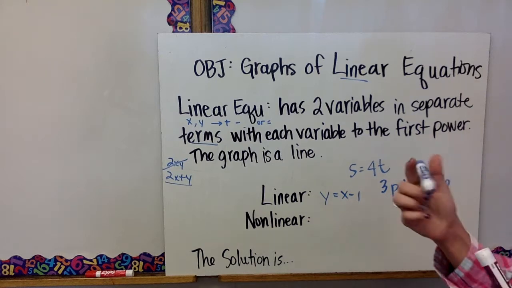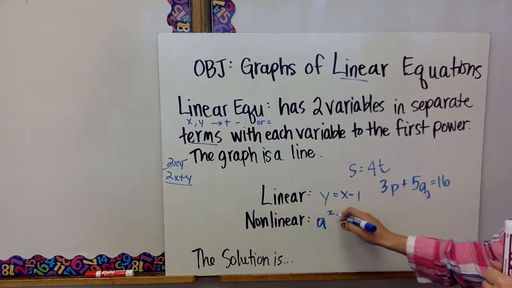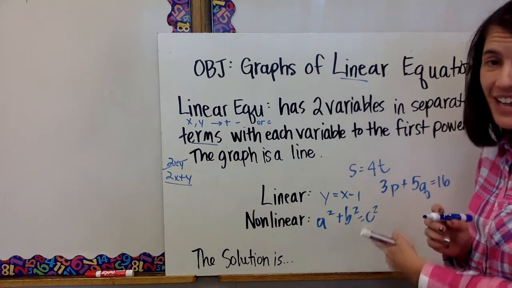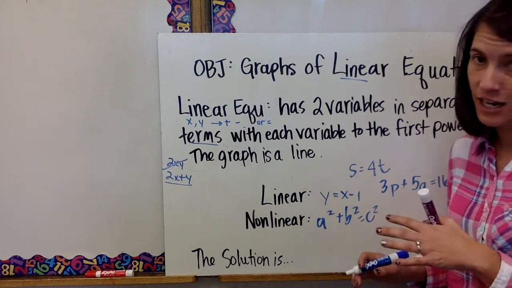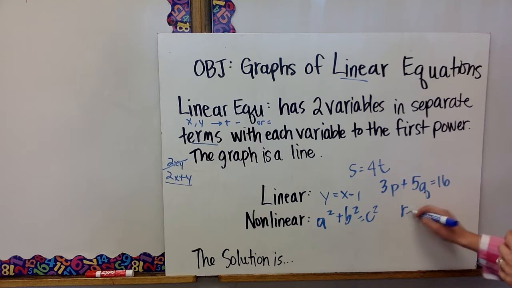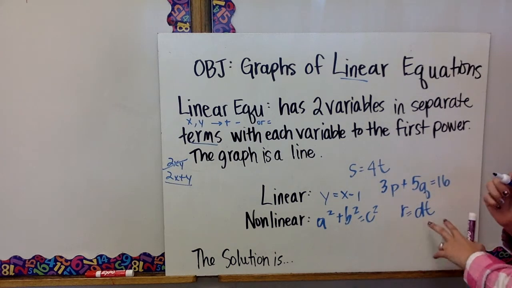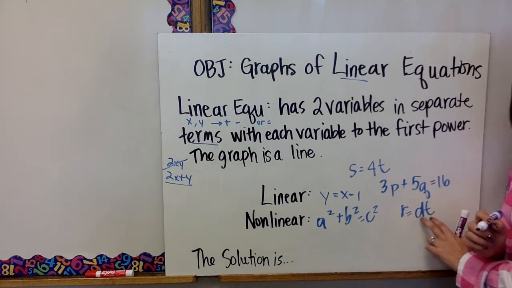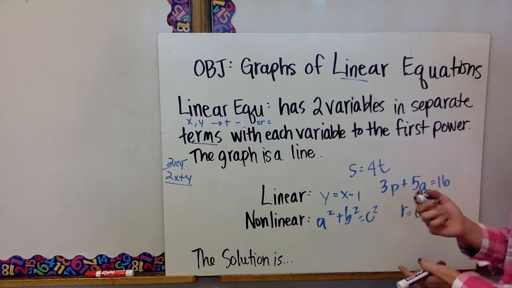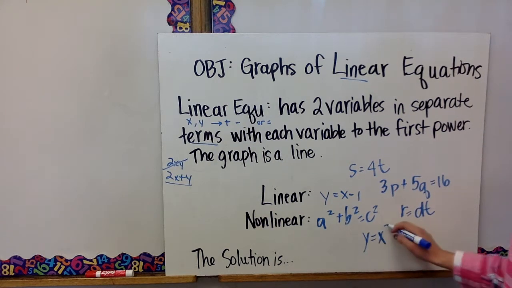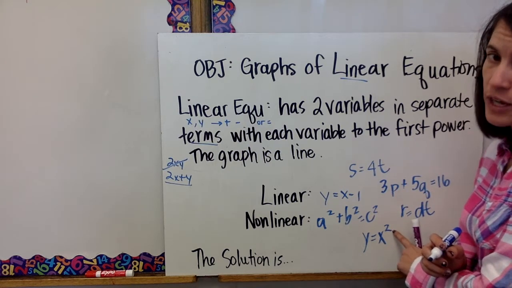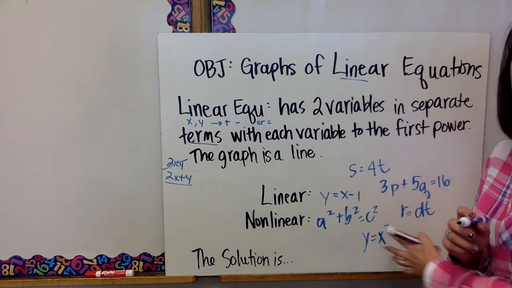Examples of nonlinear would be the Pythagorean theorem, a squared plus b squared equals c squared. First of all, you have three variables and they're to the second power, so that is not a linear equation. Another example could be rate equals distance times time. You can't have two variables with multiplication, so that would be a non-linear equation. Another example could be y equals x squared. Y equals x squared is non-linear because it has a power of 2. So here are just some examples of linear and non-linear.